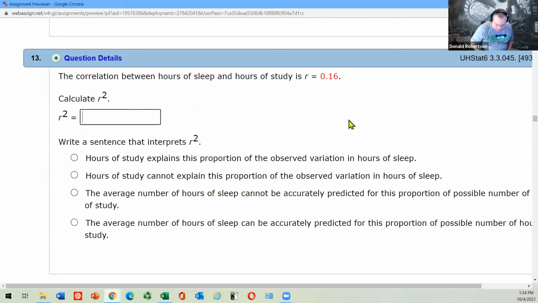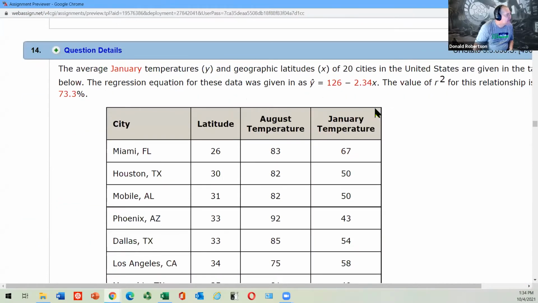In this one here, 0.16 times itself is not that impressive. As a decimal, it's 0.0256 or 2.5% roughly. And then pick a sentence. Moving on.